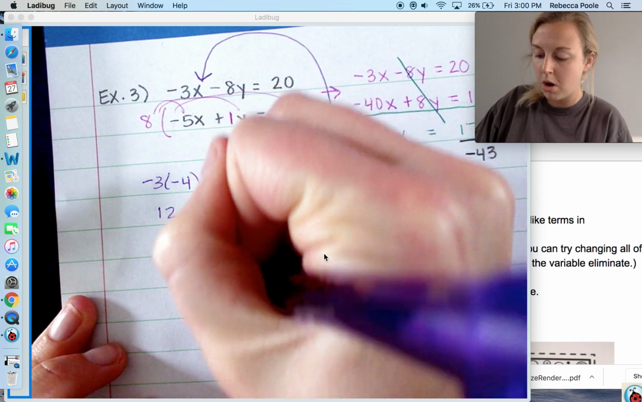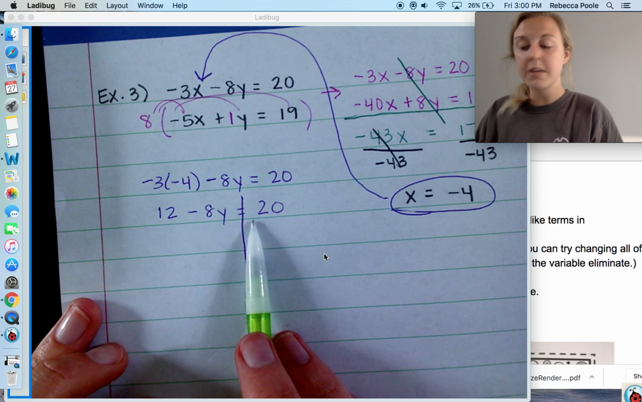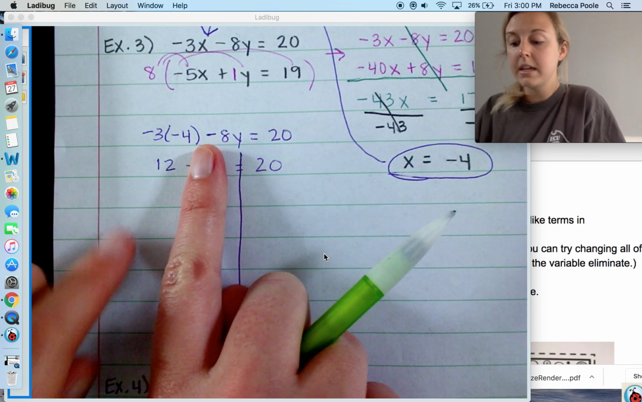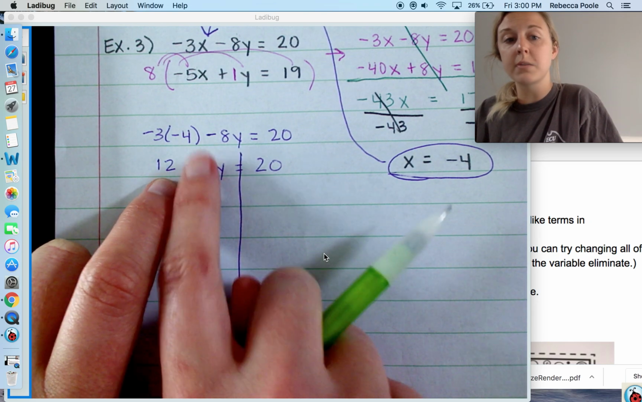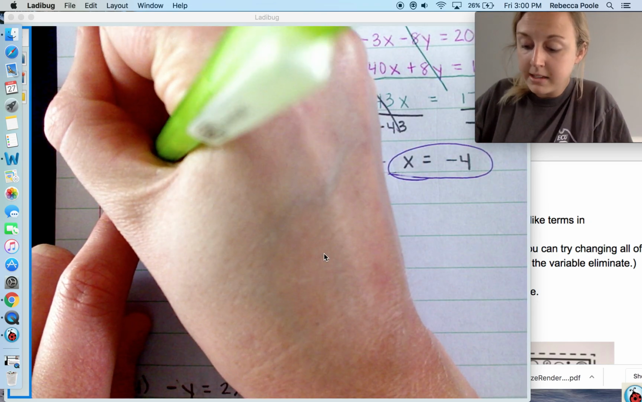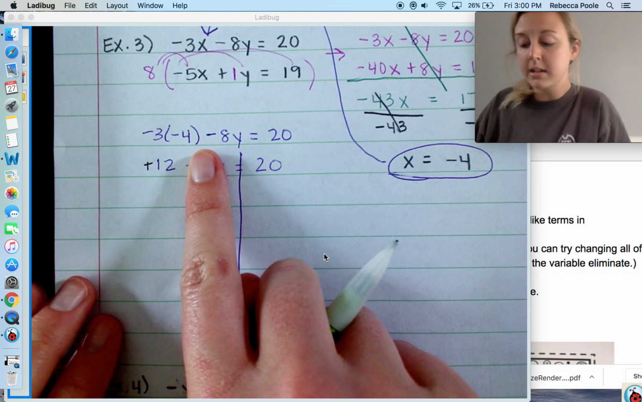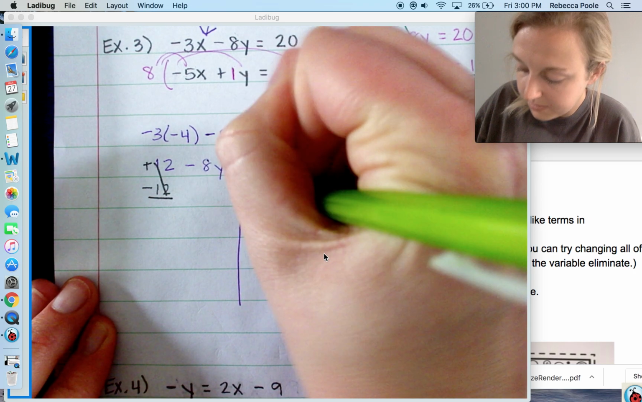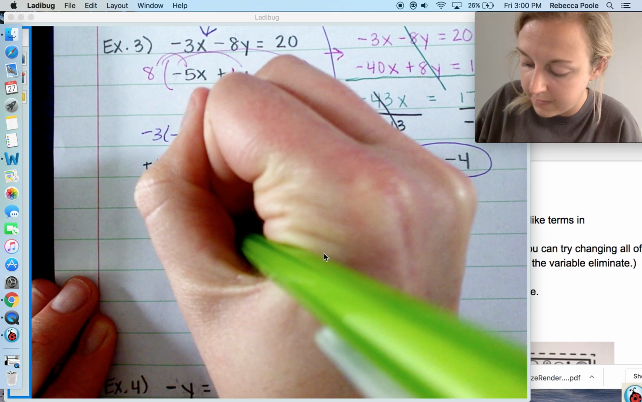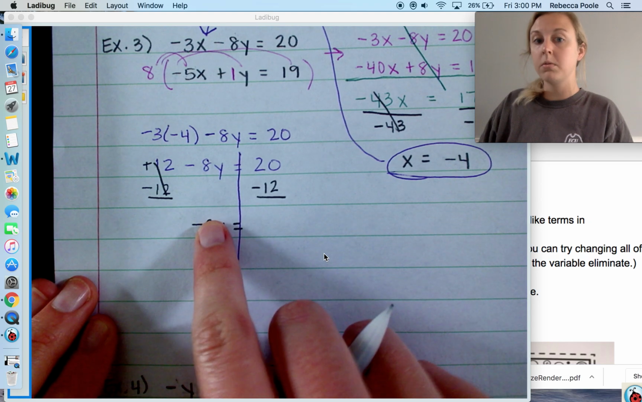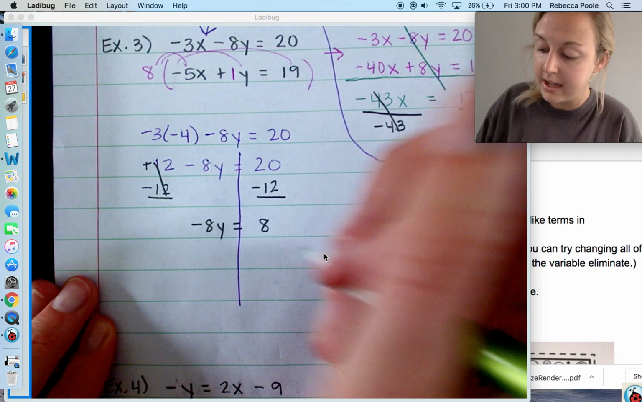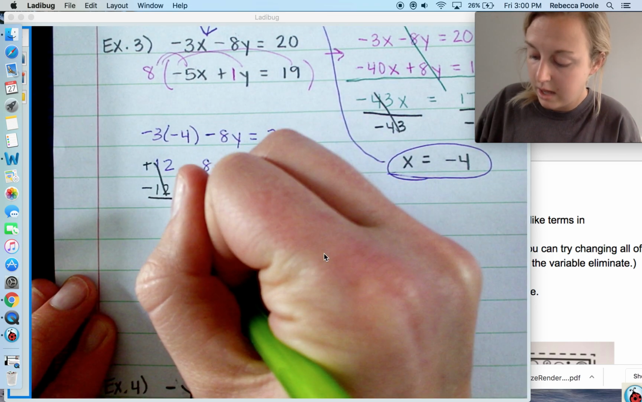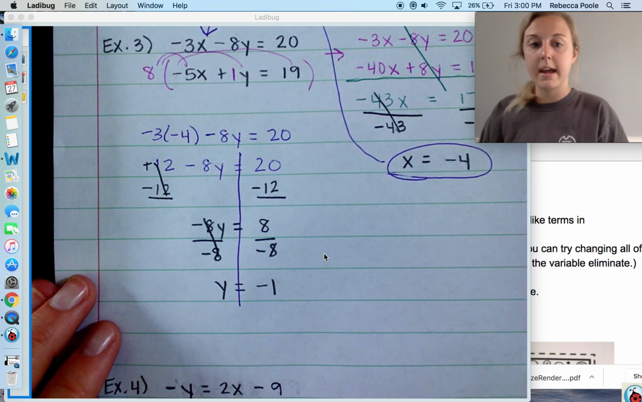And now I'm going to draw my wall and solve this equation that's left for y. So I'm going to cover my y. This 12, even though there's a negative right here, that's with the 8. The 12 is a positive 12. So the opposite of a positive 12 is to make it negative or subtract it. So this is now negative 8y equals, I just brought it down, 20 minus 12 is 8. Divide by the negative 8, and y is going to equal negative 1.